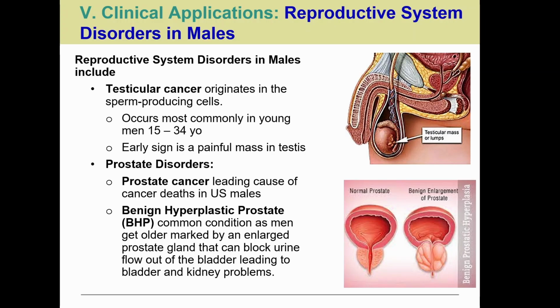There's also prostate disorders like prostate cancer. This is the leading cause of cancer deaths in males in the US, and benign hyperplastic prostate, which again is an enlarged prostate, like you see here. So this is a prostate that is enlarged. It can actually kind of block urine flow from the bladder. So someone with an enlarged prostate may feel the urge to go urinate, but they can't fully empty their bladder. So they have to urinate very often.